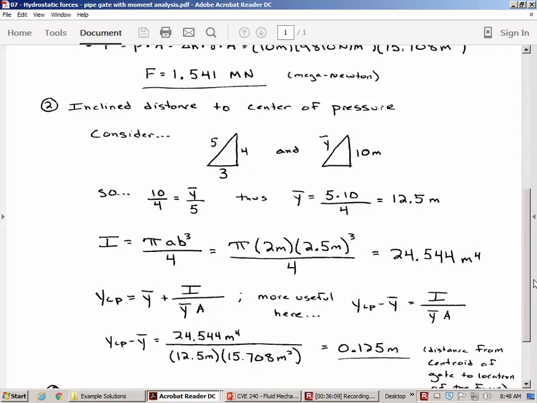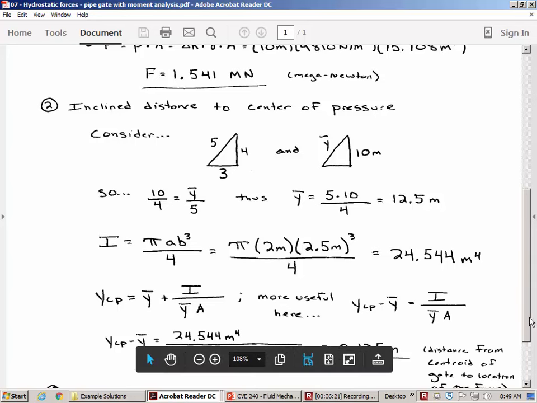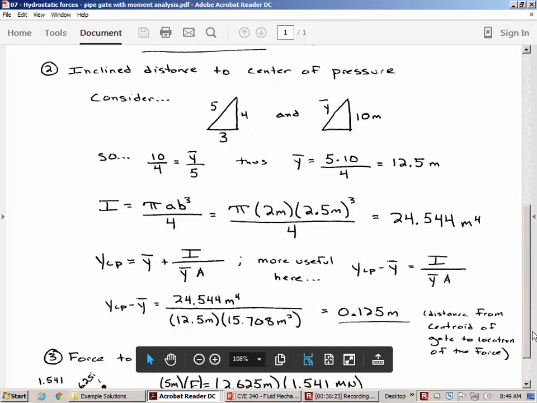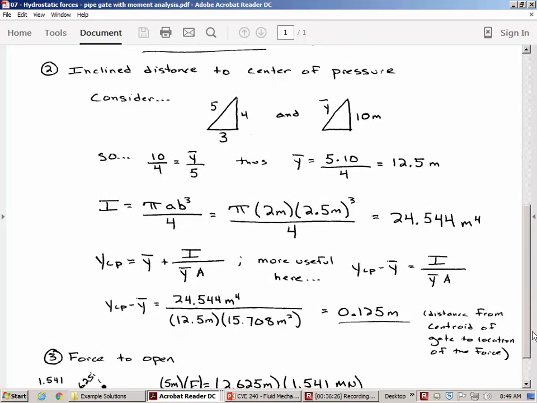Now, if this is a moment analysis, I was thinking it's more useful if you are doing the moment analysis to know the distance from the centroid to where the force is located. So this 0.125, that is the distance between, here is the centroid of the gate, and then the force is a little bit lower. So I wanted to know that gap distance there is 0.125, because then I can add that to the distance from the edge of the pipe down to the centroid.